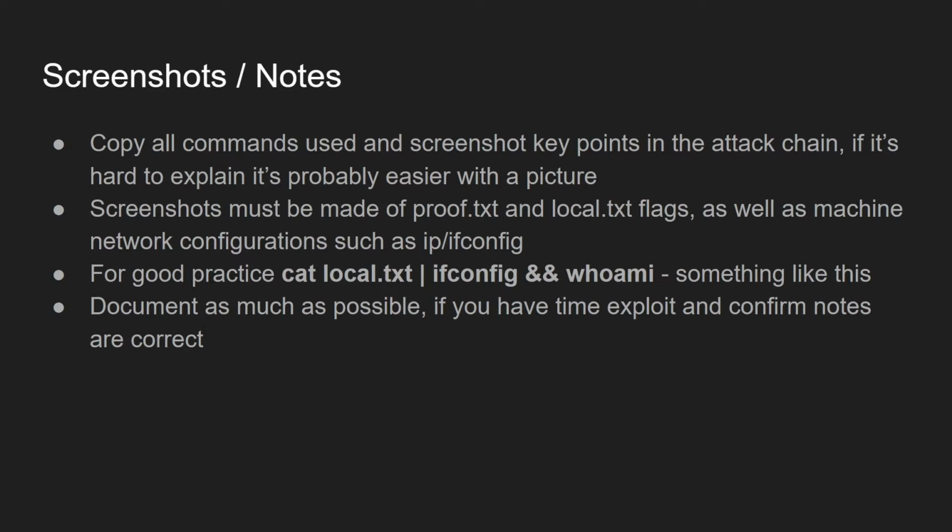As well, if you are using a web shell to access a machine, that is not allowed. You must use a system shell. For good practice, a similar command like something below is quite good: cat local.txt, ifconfig, and whoami. That'll basically show the network configuration, the contents of the flag file, and what system you are running as.